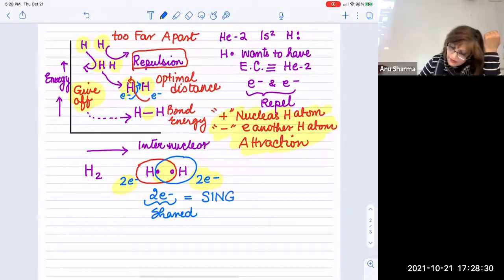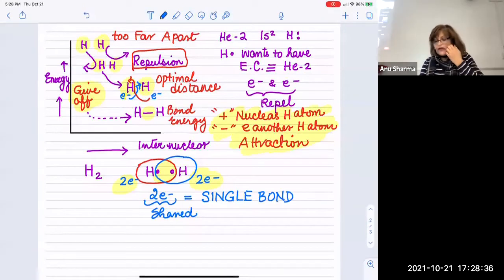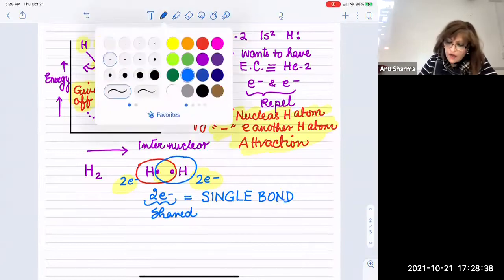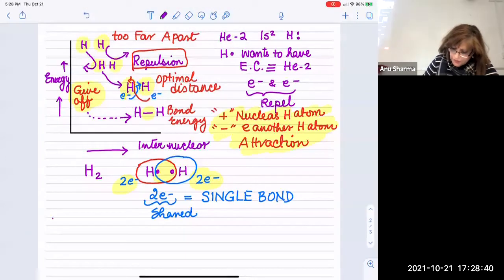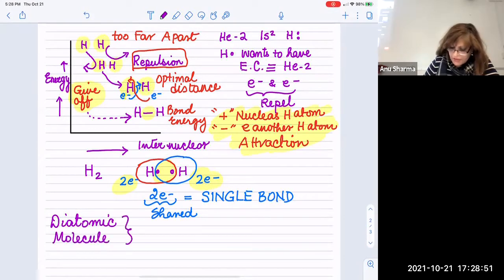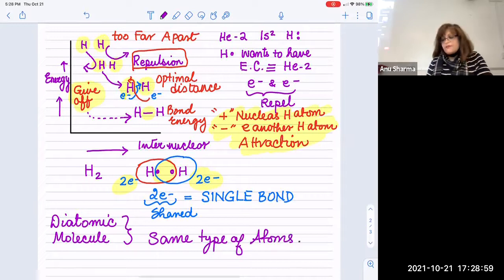So anytime 2 electrons are involved in sharing, they form a single bond. Okay, so this is an example of a diatomic molecule. All other molecules, the covalent bonds are formed the same way. Now, diatomic means same type of atoms.